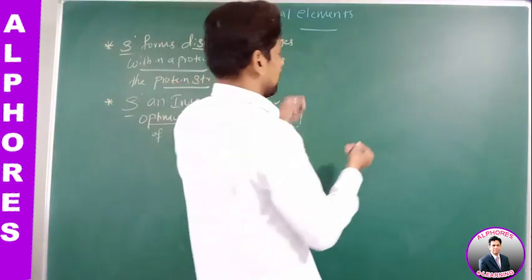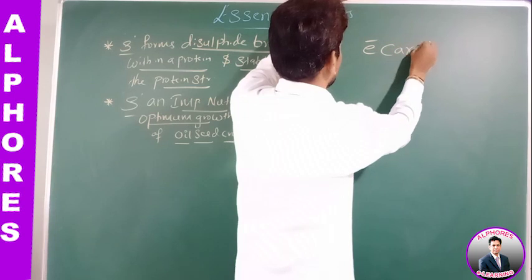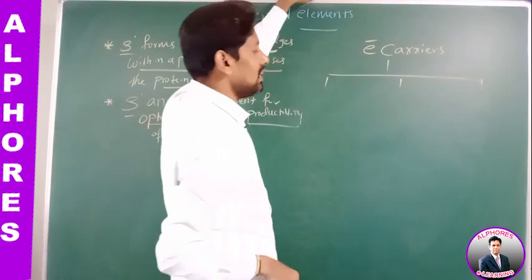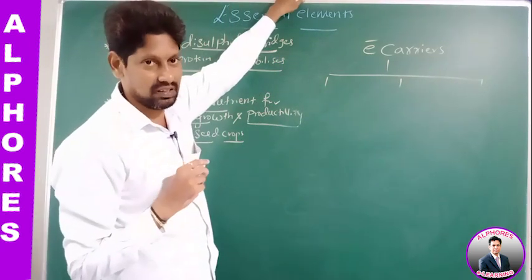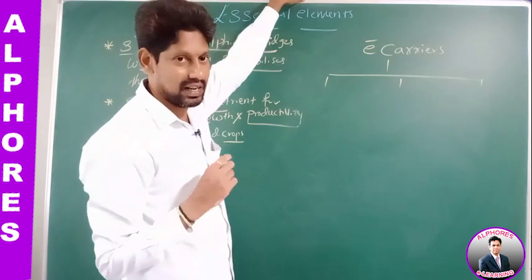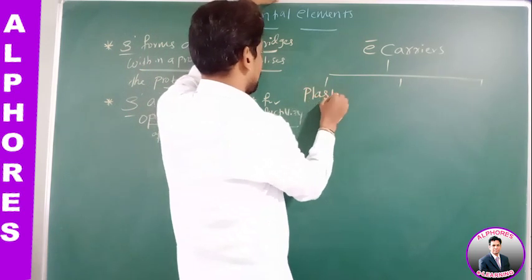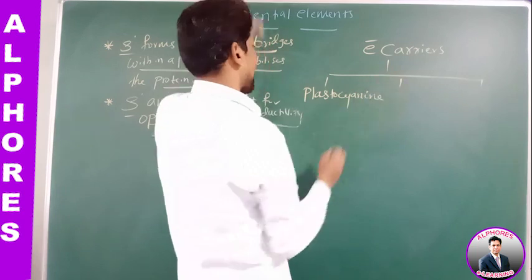Electron carriers. We already got one electron carrier. What is it? Ferredoxin. Ferredoxin is involved in electron transport, it's an electron carrier. Now take another. Plastocyanin. What is it?